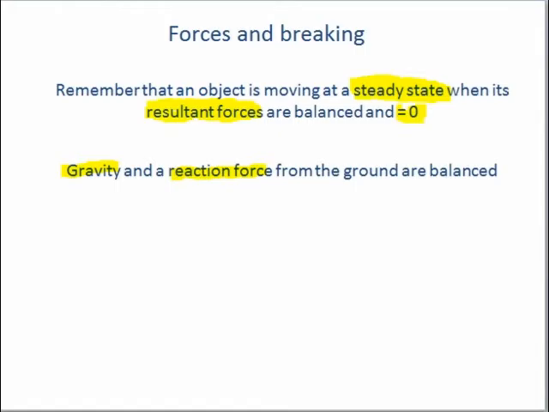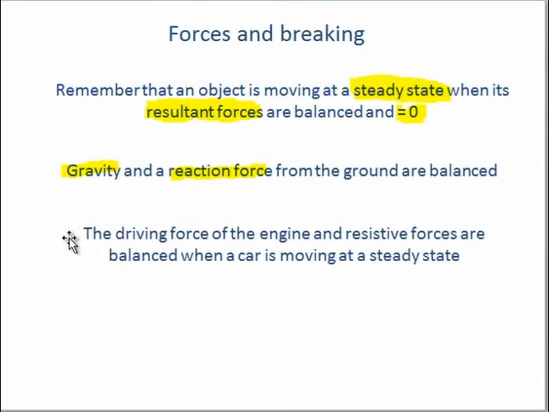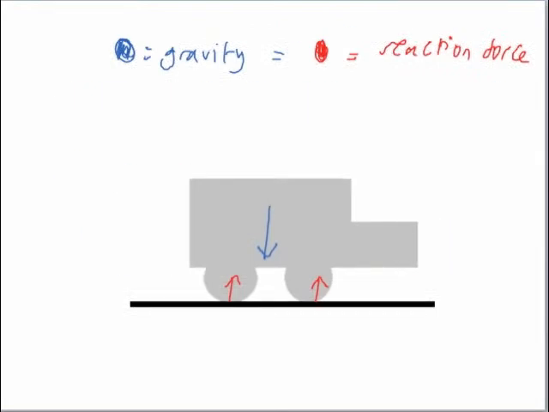But there are also other forces involved. So the driving force of the engine, so the engine exerts a force which thrusts the car forward, and this is called the driving force. And the resistive forces, so the forces which resist the driving force, which we'll go into in a moment, are also balanced and also equal zero when the car is moving at a steady state. So when a car is moving at, for example, 70 miles per hour and isn't getting faster or slower.